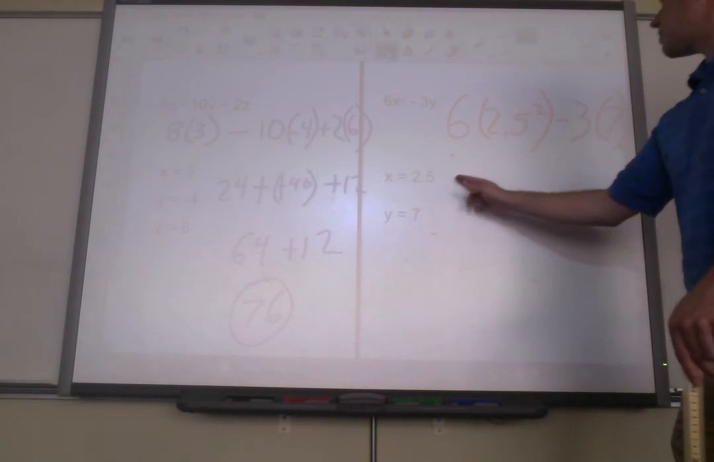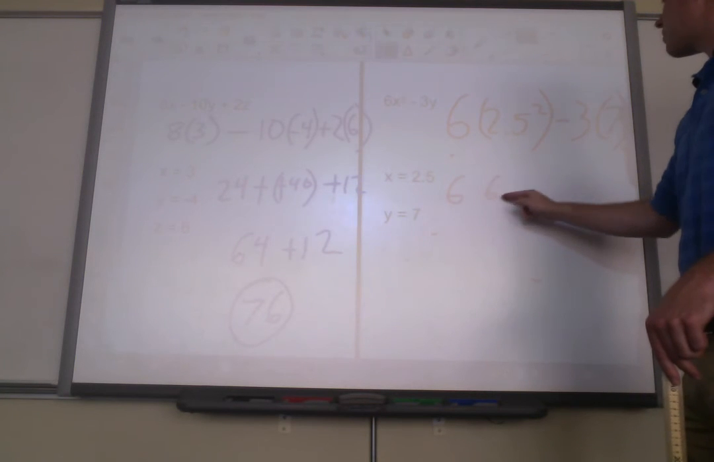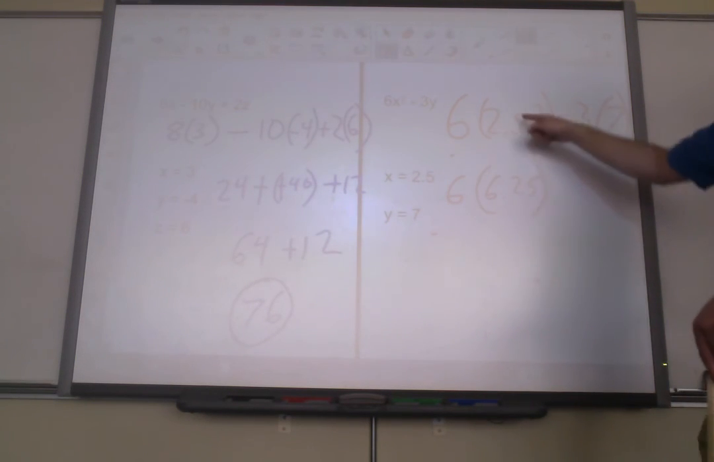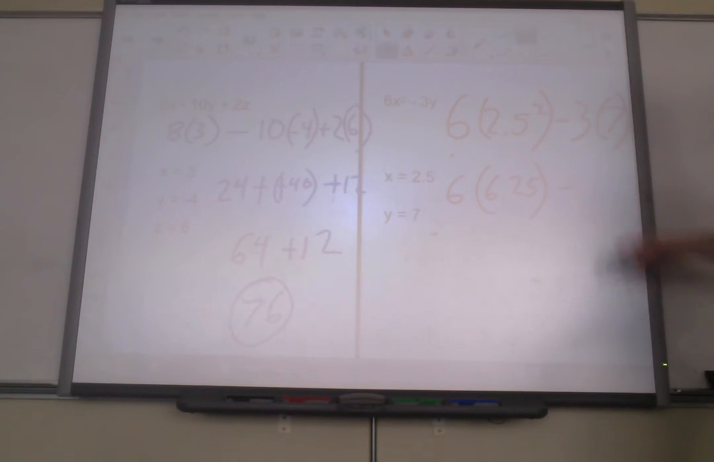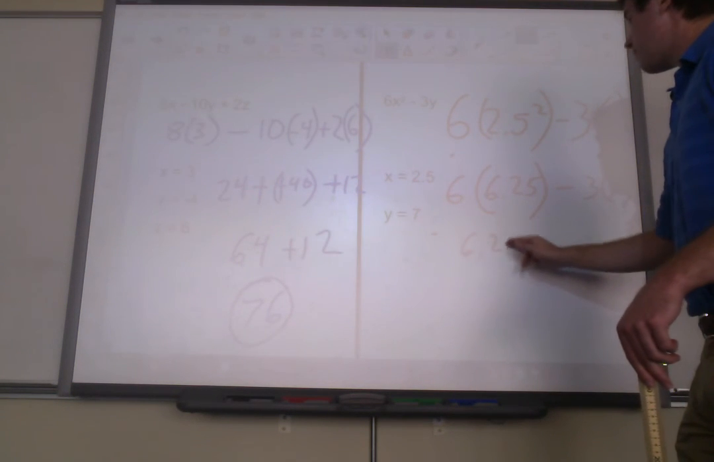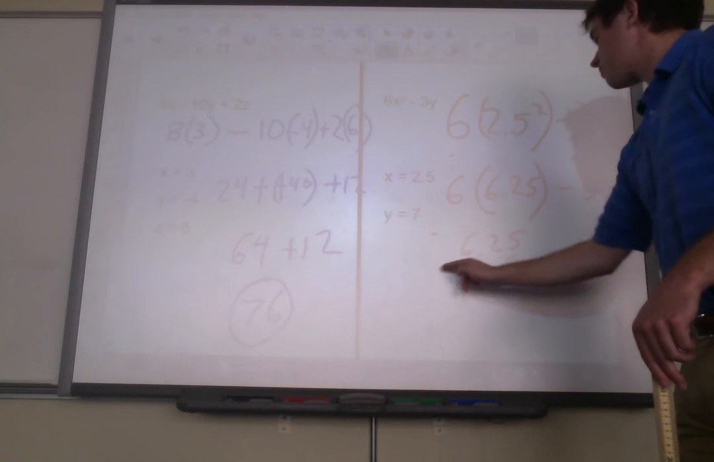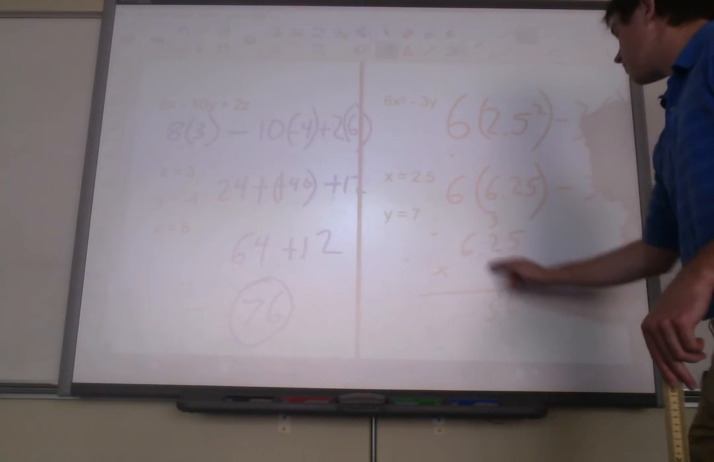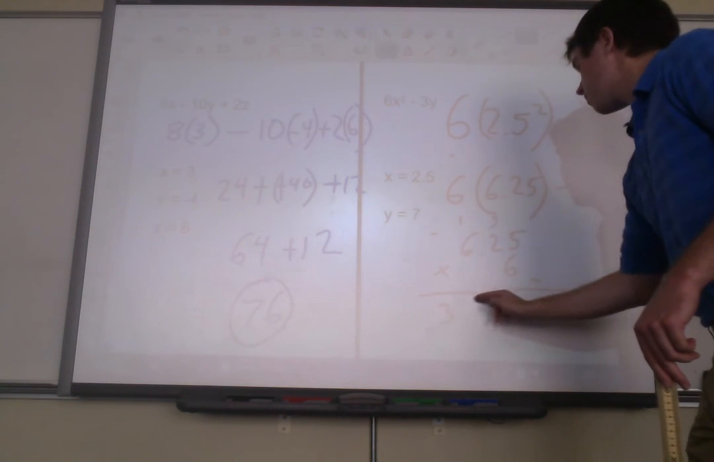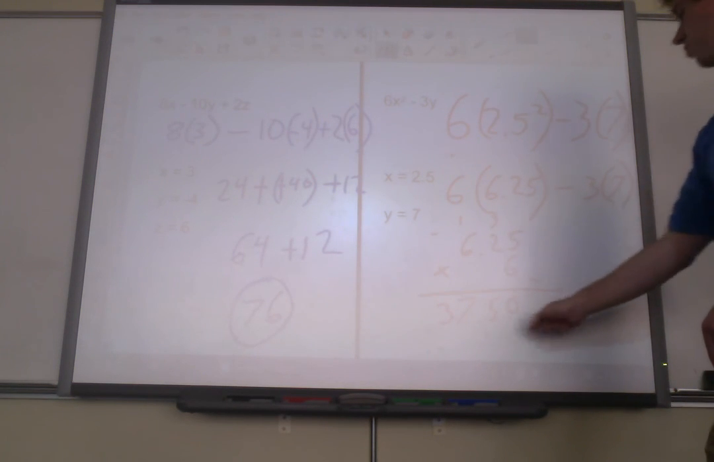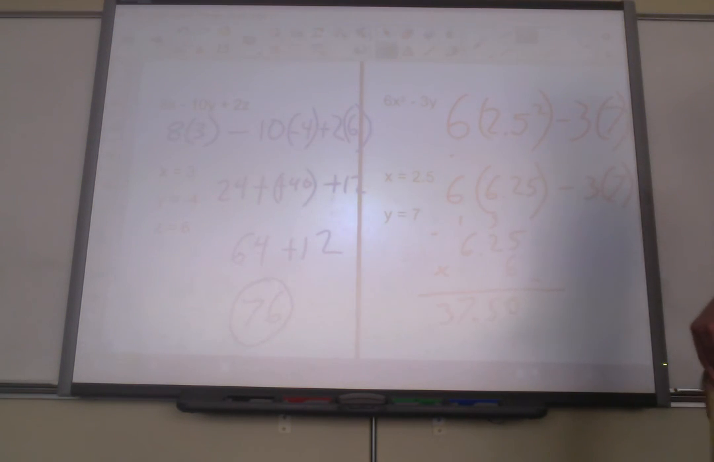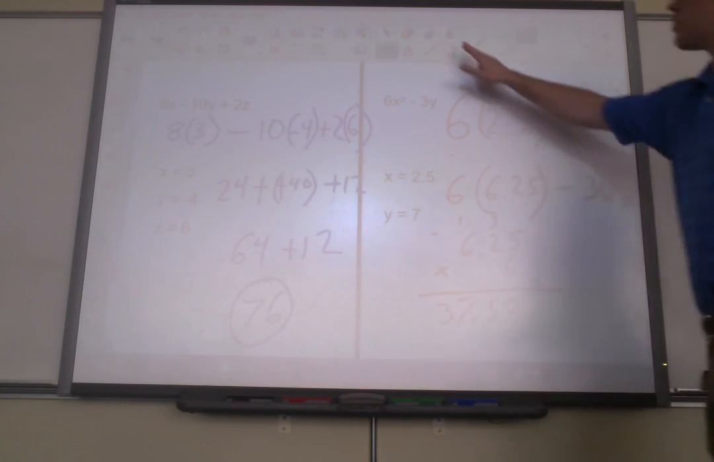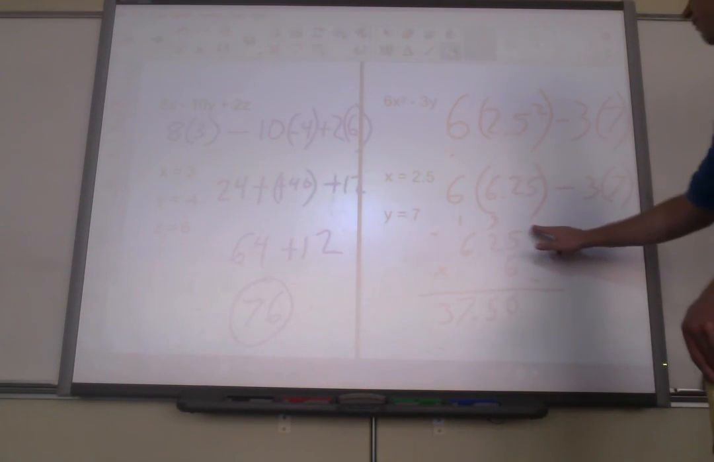So now we have 6 times 6.25, which is what we got after we squared this, minus 3 times 7. Okay, so we're going to have to multiply one more time here. 6.25 times this 6. We'll see what we get. That's 30, 15, 37. 2 behind the decimal, we need 2 behind the decimal, so we get 37.50. Okay, again, I'm going to erase that to give myself room, but 37.50 is what we got.